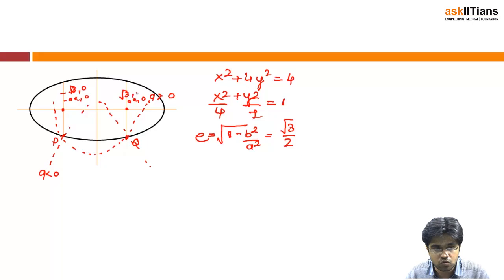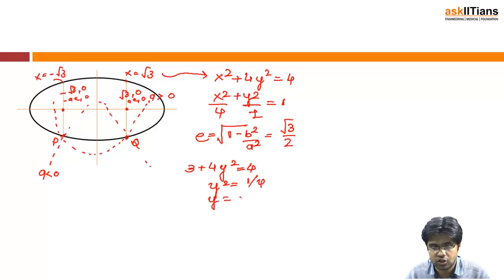This coordinate is root 3 comma 0. That means this line is actually x equals minus root 3 and this line is actually x equals root 3. These two lines intersect the ellipse. So if I place their value in the ellipse, I will get their y coordinates. Look how. If I put x as root 3, that means 3 plus 4y square is equal to 4. That means y square is going to be 1 by 4, or y is actually plus minus 1 upon 2.